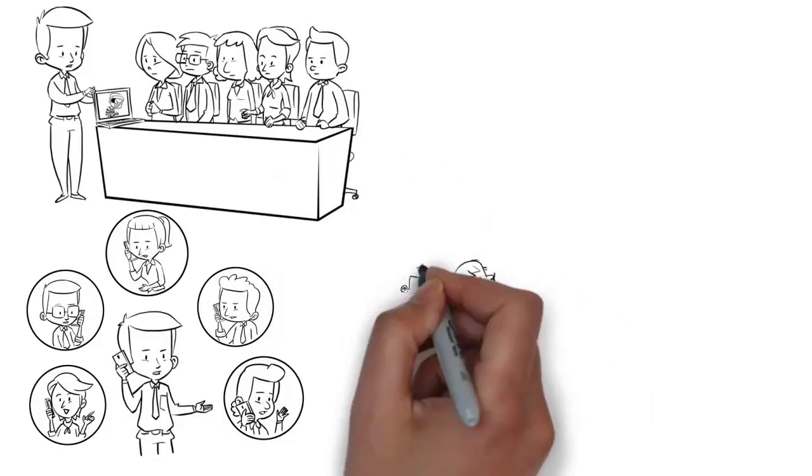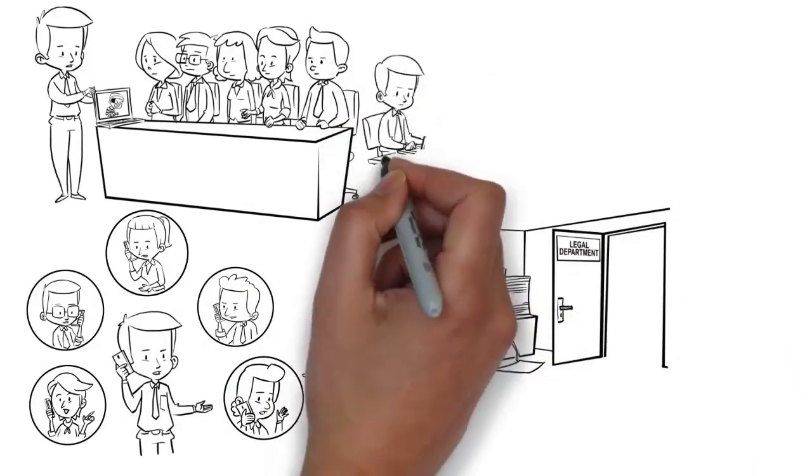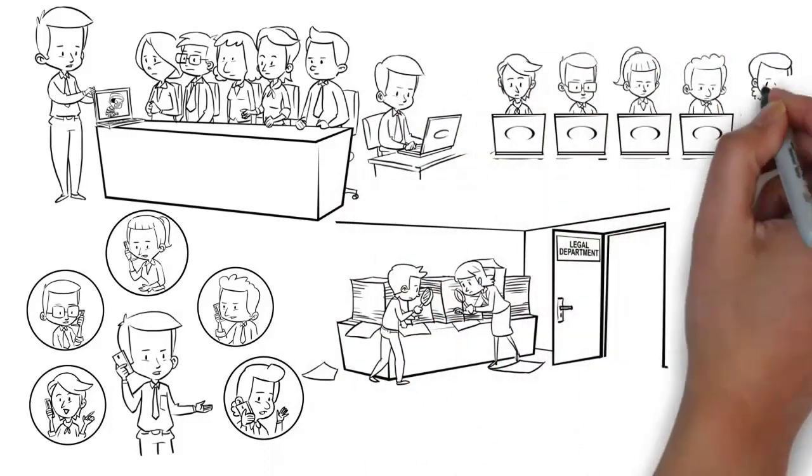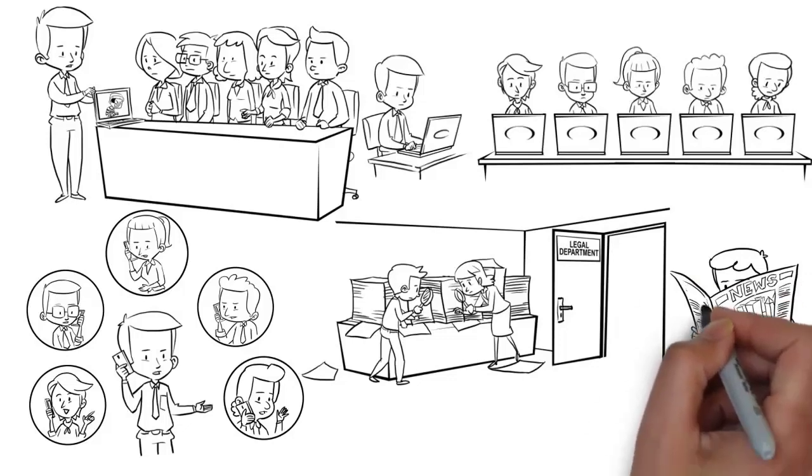The legal department starts looking into the organization's legal obligations while Alex and his team go into damage control mode. The organization braces itself for the bad publicity to come.